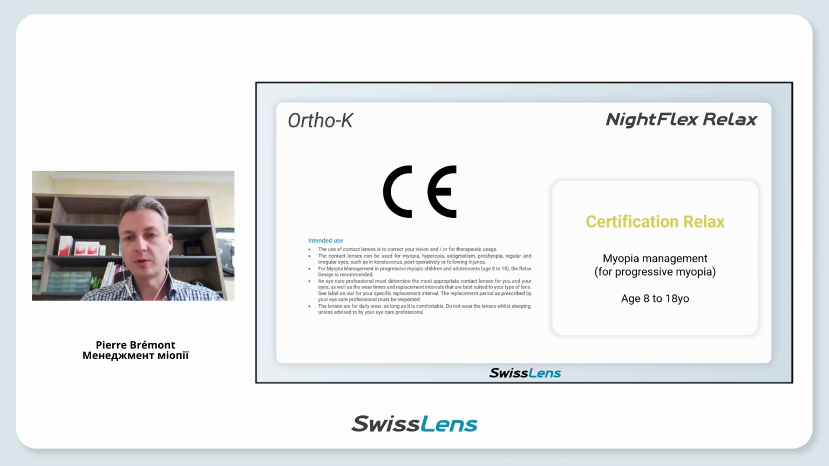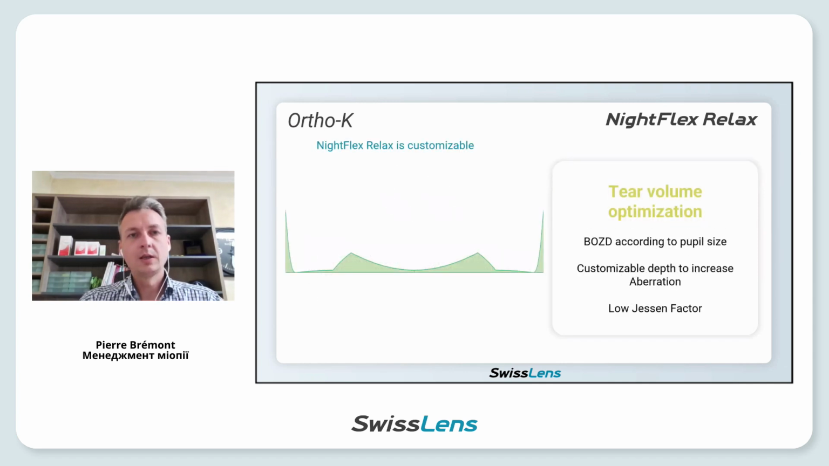It's built from 8 to 18 years old to be considered as myopia management lenses. So what is different in Ortho-K lenses, Nightflex standard and the Nightflex Relax? It's in the tear volume. We make optimization in the mid-periphery.